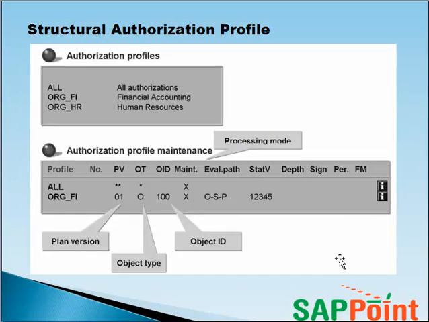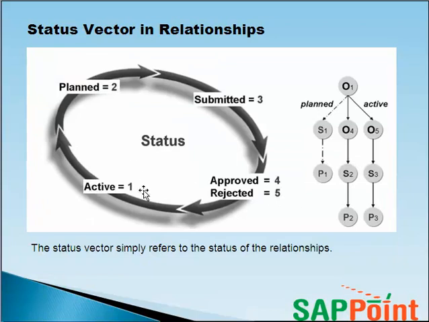So if you look at this example, here it's specified 1, 2, 3, 4, 5. So the evaluation is done for active relationships, planned relationships, submitted relationships, approved and rejected relationships. So the choice of the status vector has no real effect on the status of the objects. It's only a status of relationships. So it doesn't have a real effect on the status of the objects.